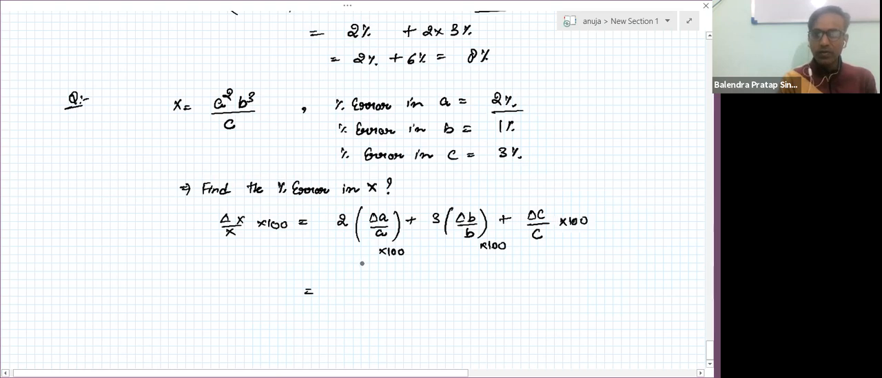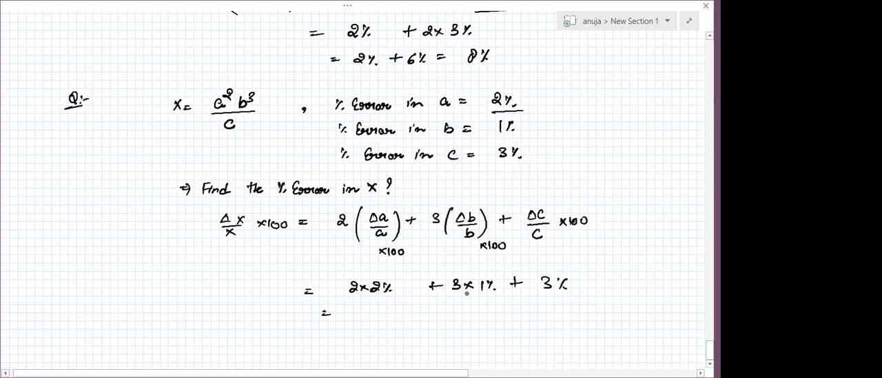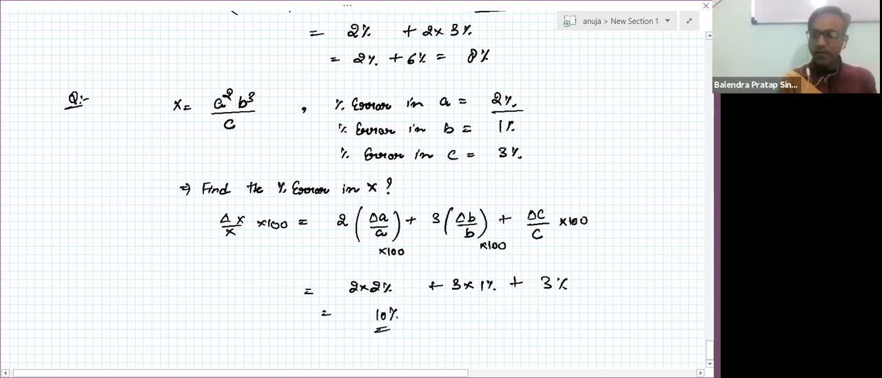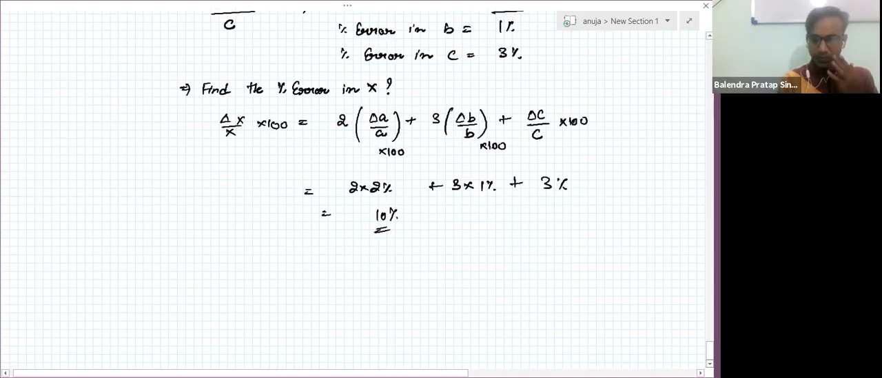So this is 2 into 2% plus 3 into 1% plus 3 into 3%. Yes. So it's 4 plus 3, 7, plus 3%, which is 10%. Okay, one more modification which I'm going to do in this question.